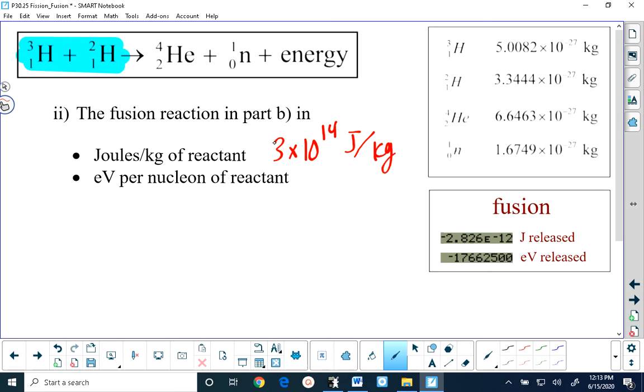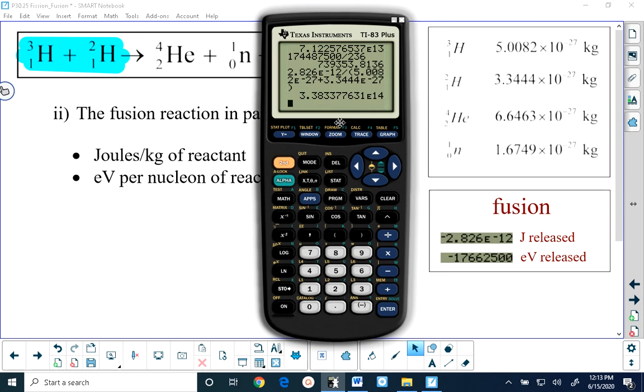And as well, we can evaluate the energy content in this nuclear change by looking at electron volts per nucleon. We take the number of electron volts, which is 17,662,500, and divide by the number of nucleons. Well, we only had 5 nucleons. There are 3 nucleons in the hydrogen 3 and 2 in the hydrogen 2. We get a whopping 3.5 times 10 to the 6 electron volts per nucleon.